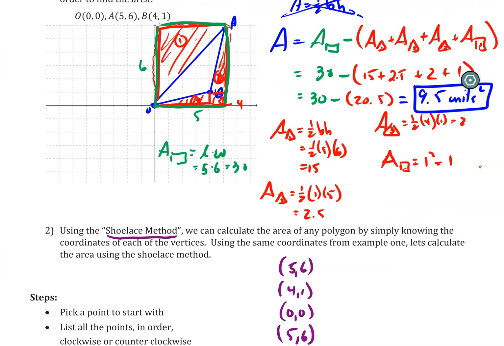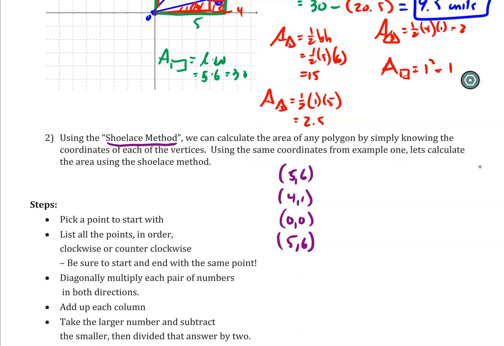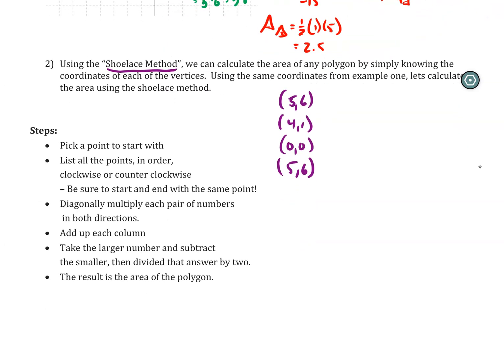So again, what did I just do? I went from A to B to O back to A. So I've gone around the figure, so to speak. There's all my points in line. Again, notice I've started and ended with the same point, okay? That's key.